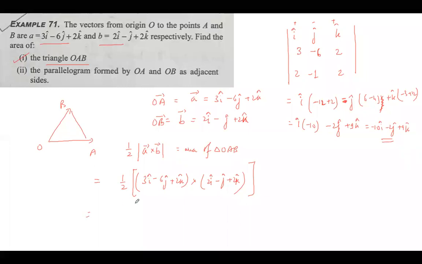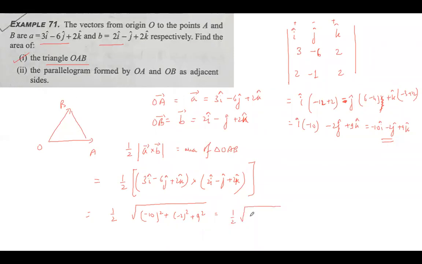We have to find half of this. So this means half of the magnitude of this. The magnitude of A cross B will be what we have. Since we have found A cross B, let's find its magnitude. Half of root under minus 10 square plus minus 2 square plus 9 square. So this is 1 by 2 root under 100 plus 4 and 81, 185. So root under 185 by 2.